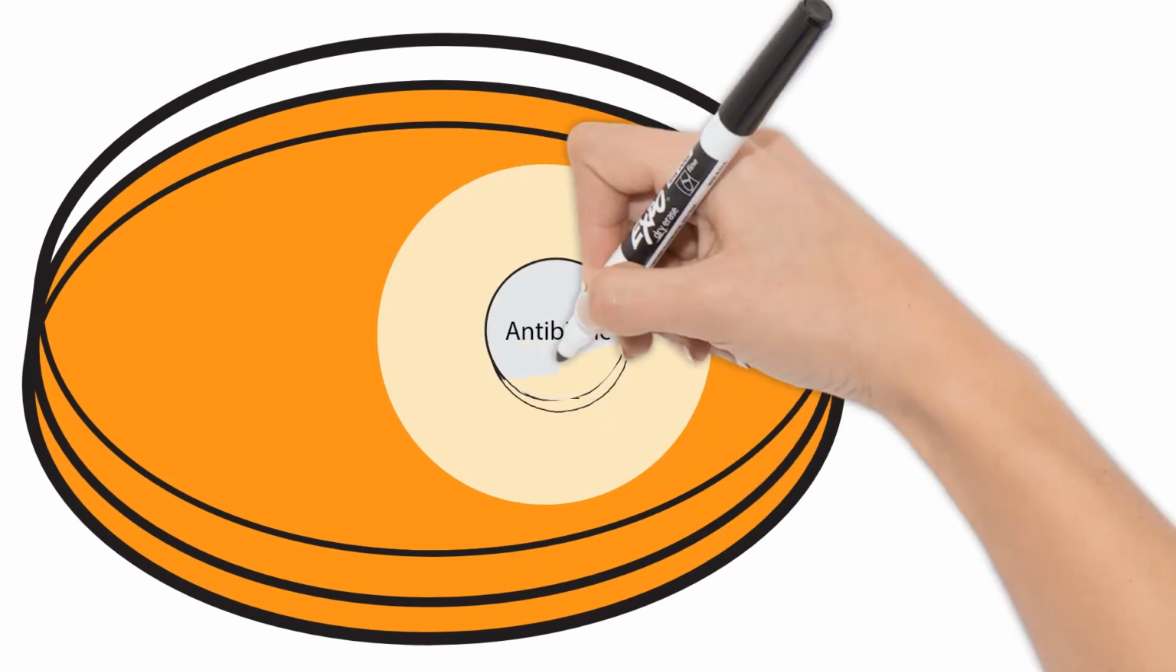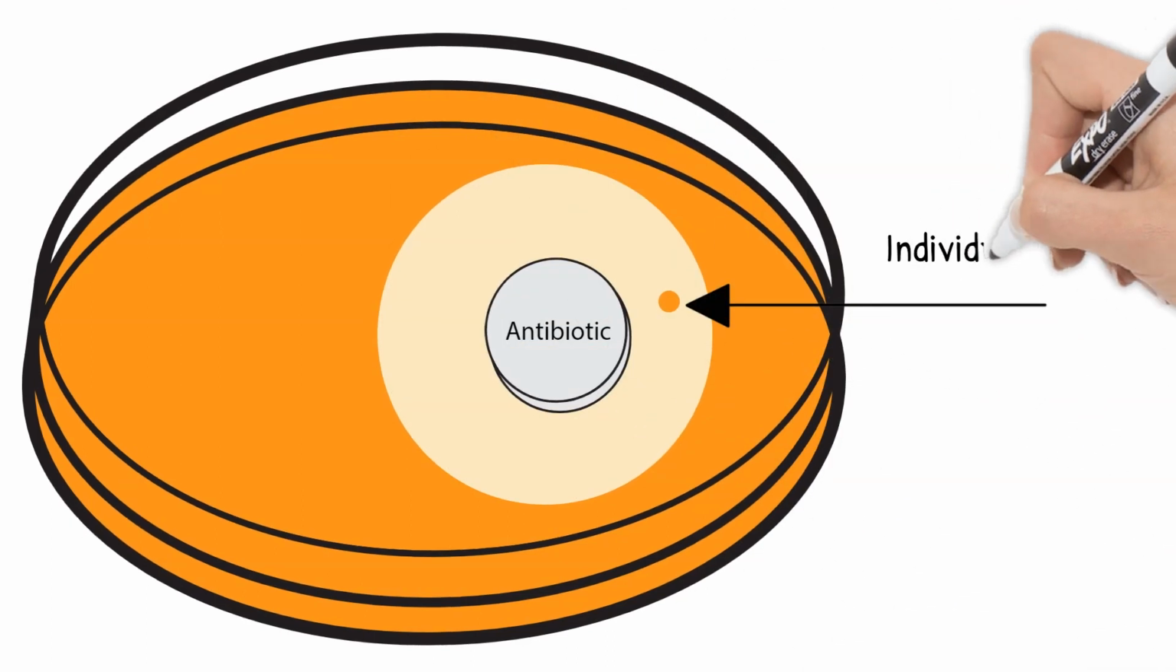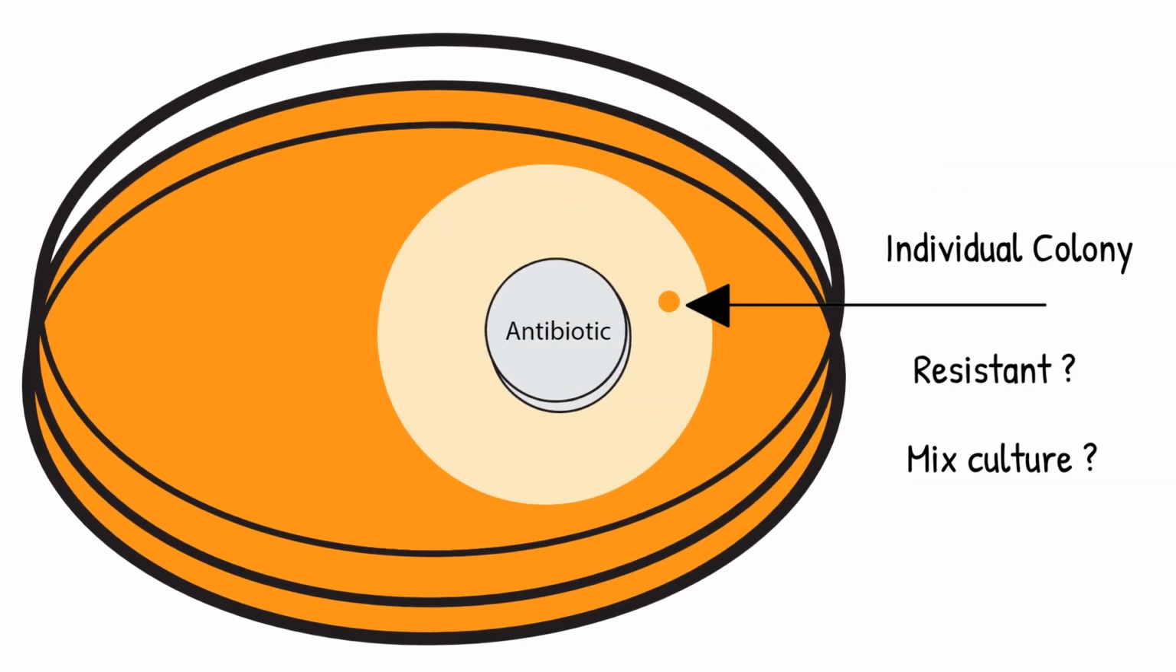If you see individual colonies in the inhibition zone, do not ignore that. The individual colony could be from your culture. You may have other organisms mixed in with your sample, or you may have some that is resistant to that antibiotic.